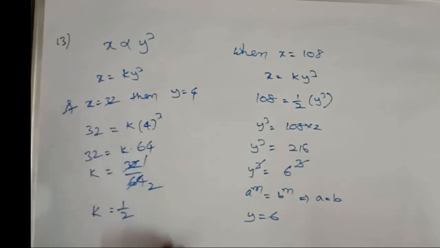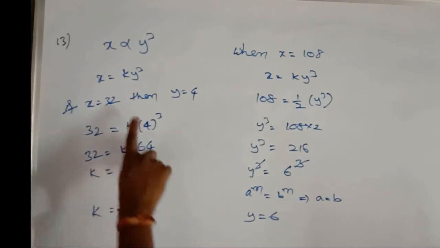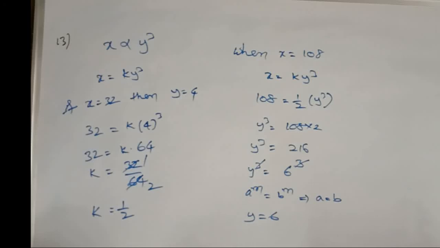So here, x is equal to k of y cube. That means I'm taking the proportionality symbol and using constant k. Then x, say 32, is equal to k into 4 cube. That is k is equal to 32 by 64. The k value I'm going to get is 1 by 2.